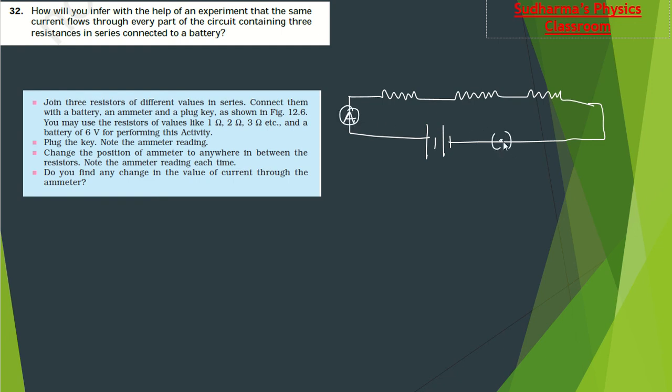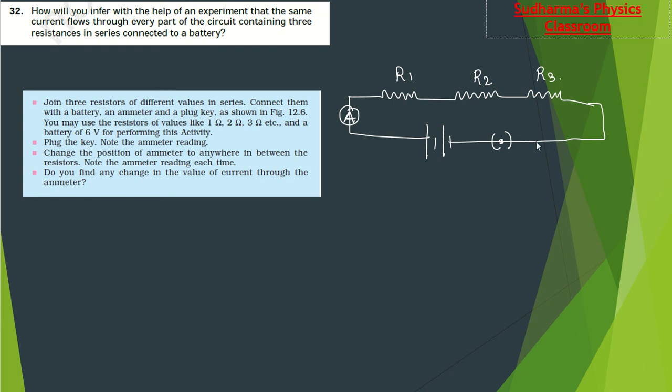So we can connect a key here. You may use resistors of values like 1 ohm, 2 ohm, 3 ohm, etc. This is our textbook explanation, and a battery of 6 volt for performing this activity. So you can say that you can connect 3 resistors in series, let's say R1, R2 and R3.